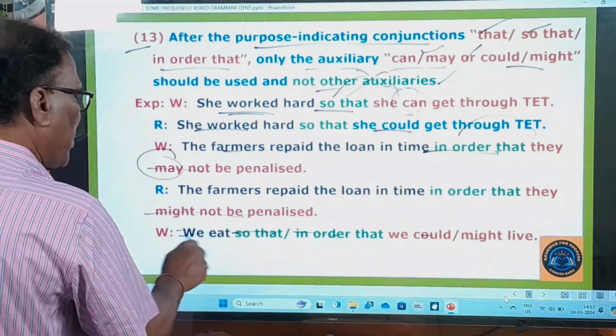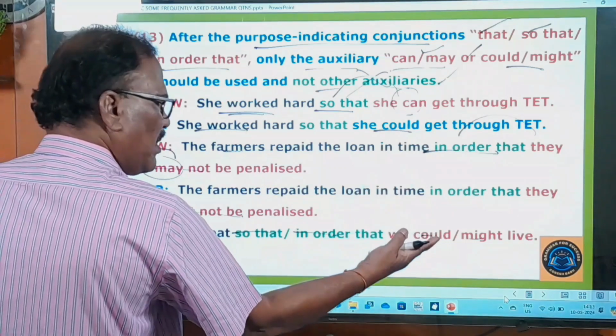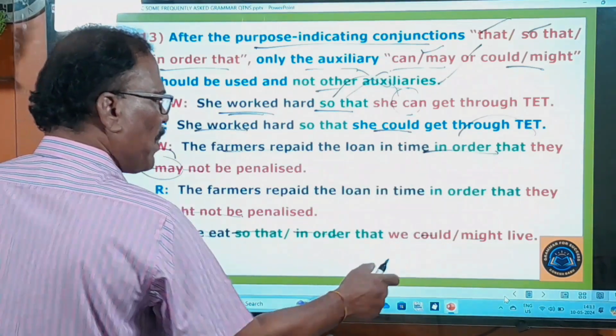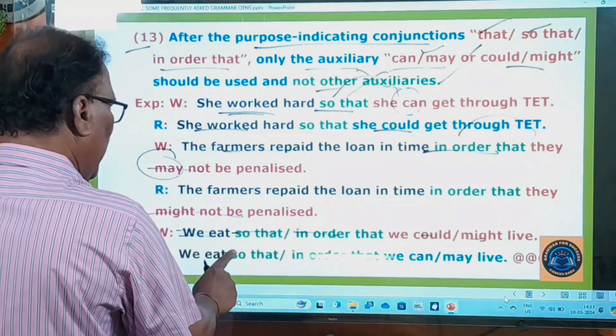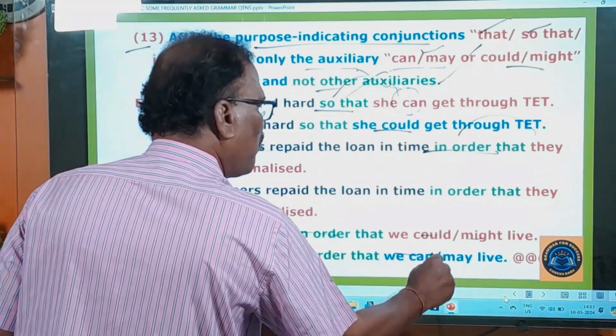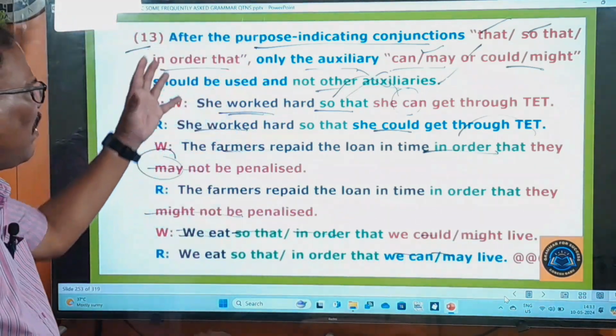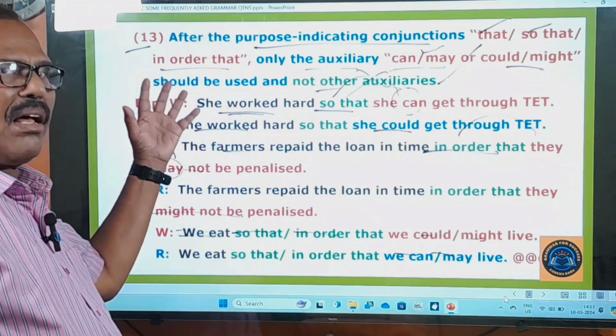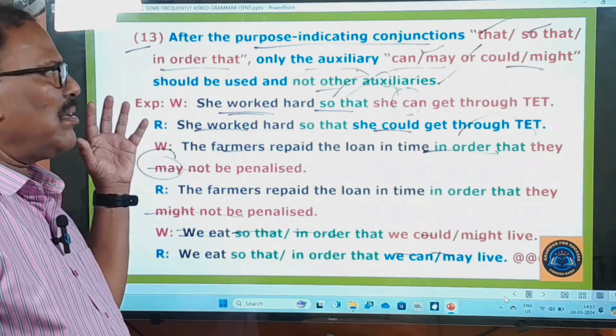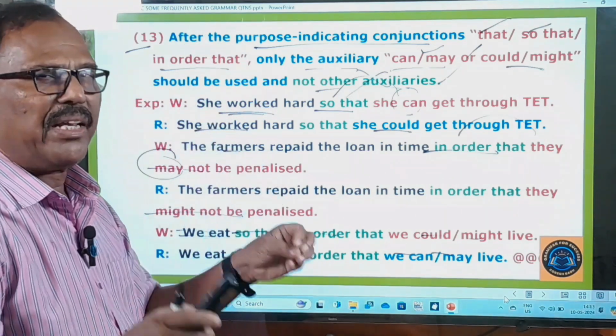So we eat, simple present tense, present tense. So after that present tense where auxiliary must be there. So here what should you do? We eat so that or in order that we can or may live. Please, if you can watch this slide again and again, you can understand all these things very, very easily.